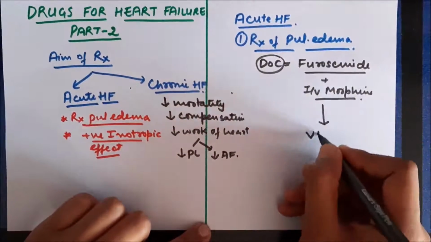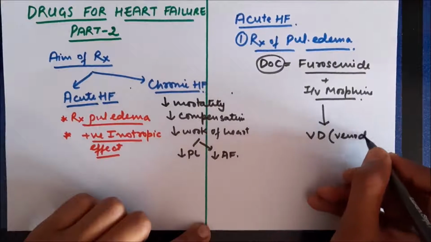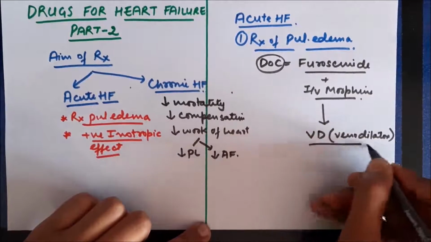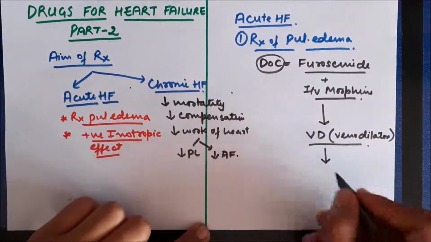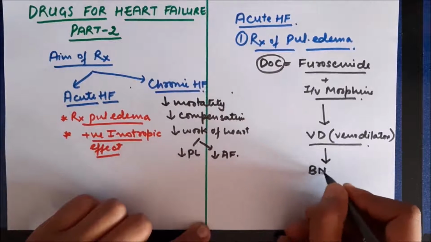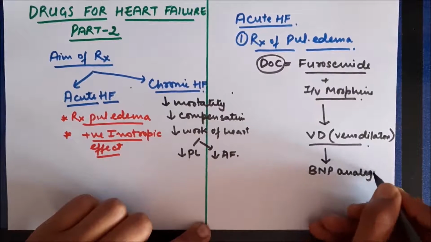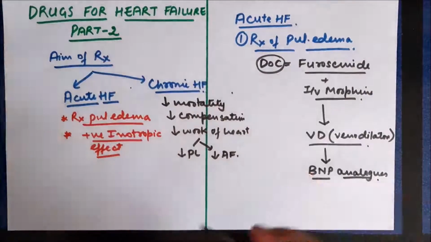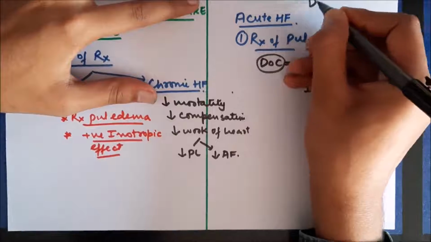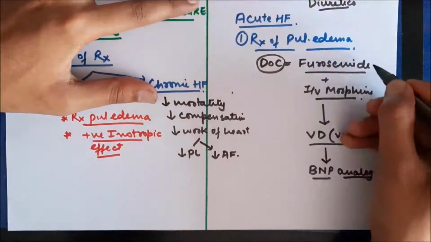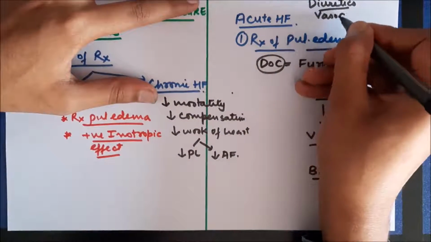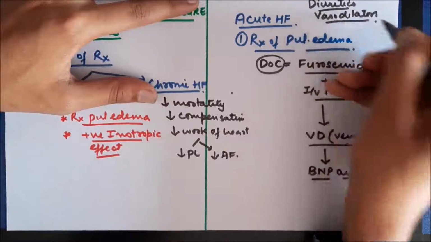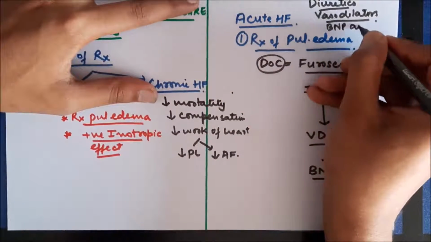However, if after giving furosemide and IV morphine the patient does not respond, then we can give vasodilators. Especially nitroglycerin is preferred because it's a venodilator. It will decrease the preload. And if the patient still does not respond, then we use a new class of drugs called BNP analogs, that is brain natriuretic peptide analogs. So for the treatment of pulmonary edema, we use diuretics, we can use vasodilators, and we use BNP analogs.